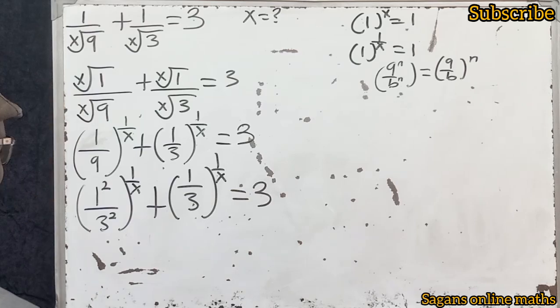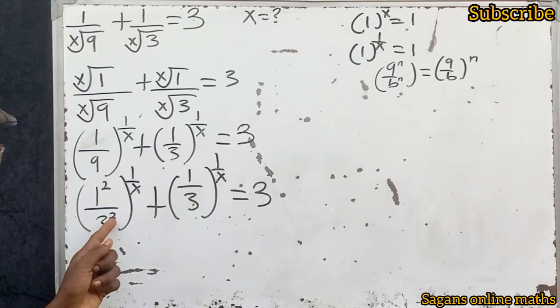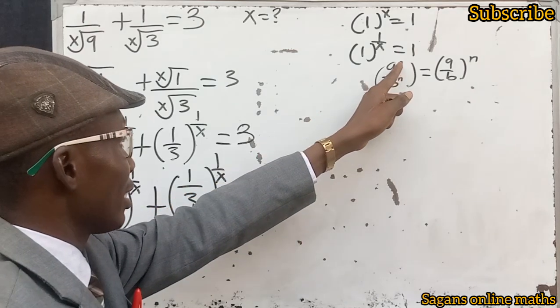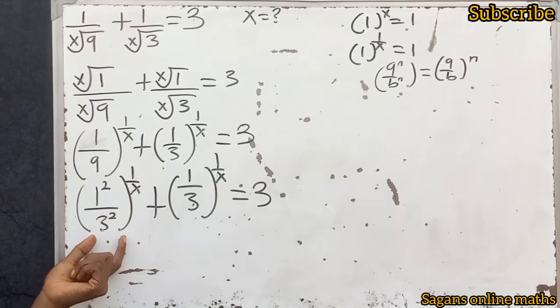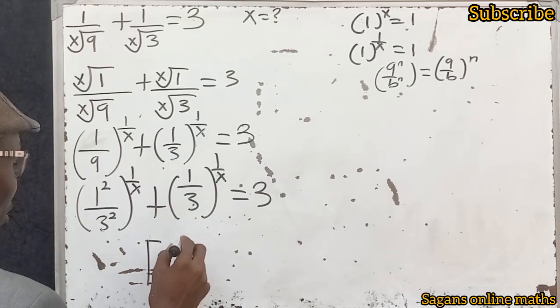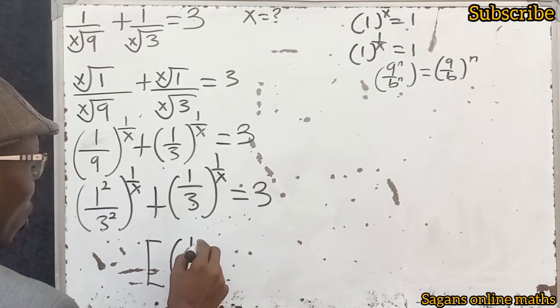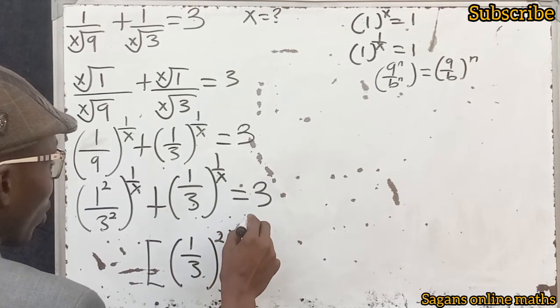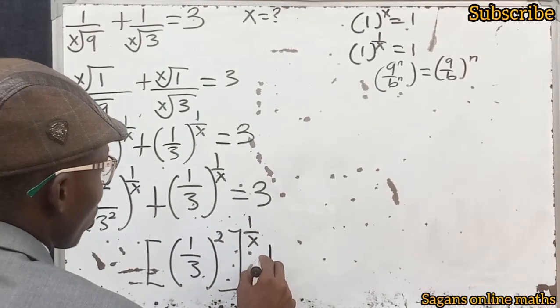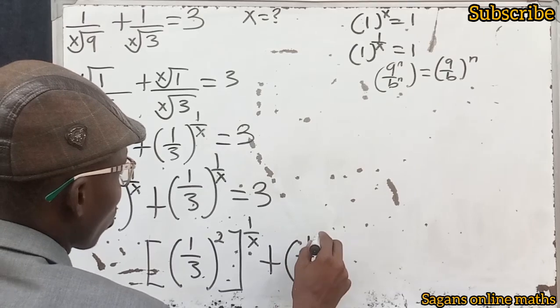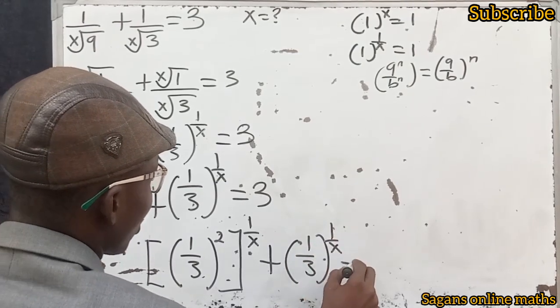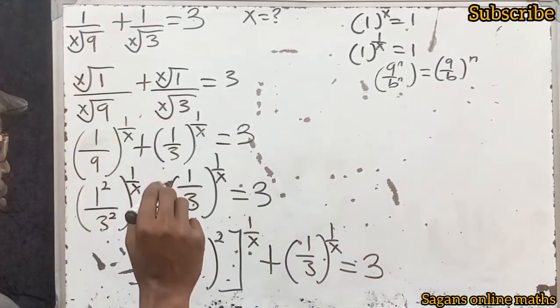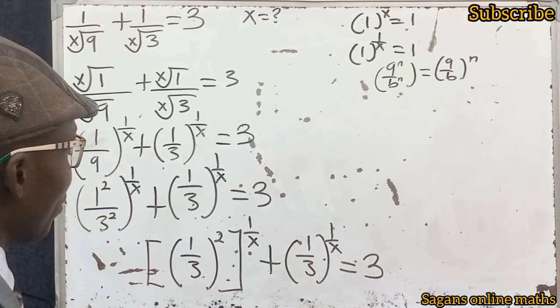Now, we can see that this power you are seeing here is like this n that you are seeing here. They are the same. So we can do something very amazing here. We can write this as bracket 1 over 3 all to the power of 2, all to the power of 1 over x, plus 1 over 3 all to the power of 1 over x equals 3. Wow, this is amazing, right?